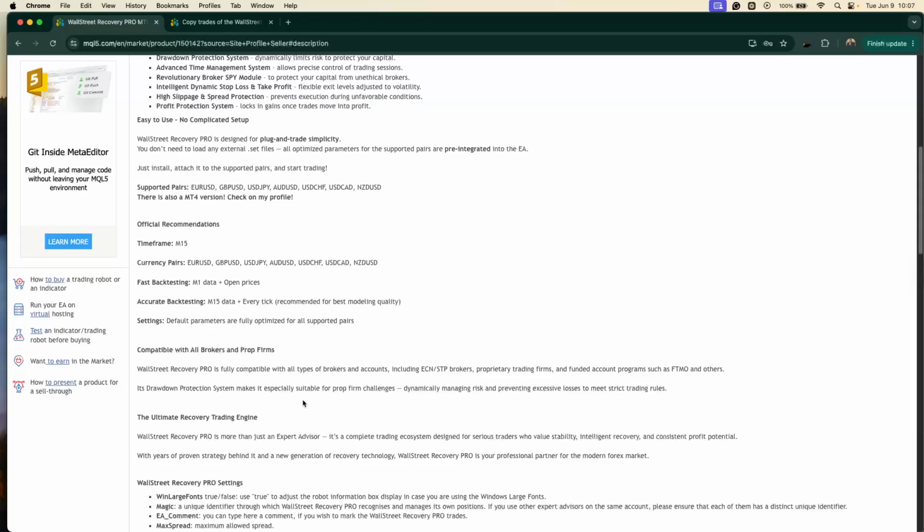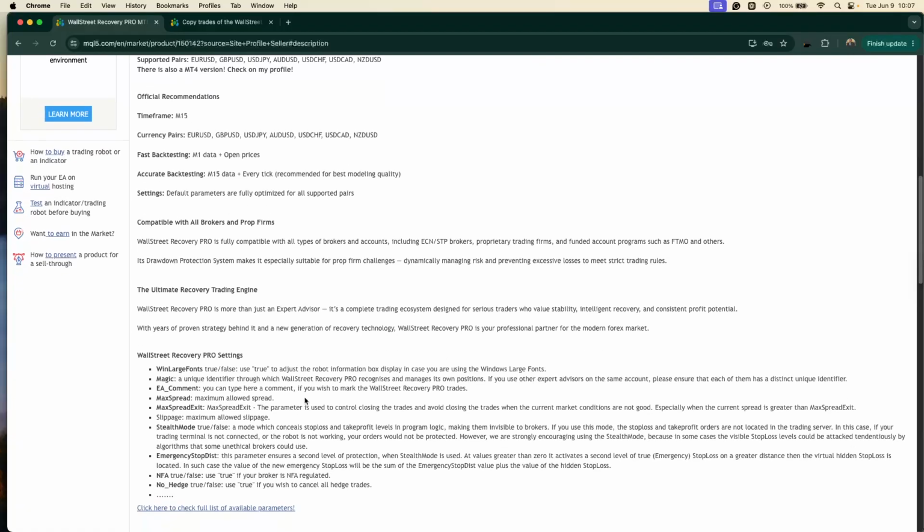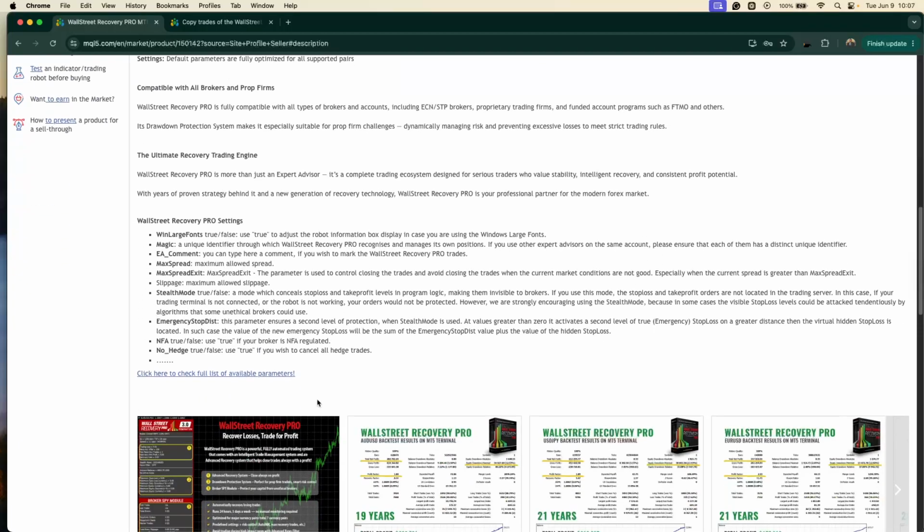And also the exits use intelligent dynamic stop loss and take profit that adjust based on volatility, plus a profit protection system to lock in gains once things turn positive.